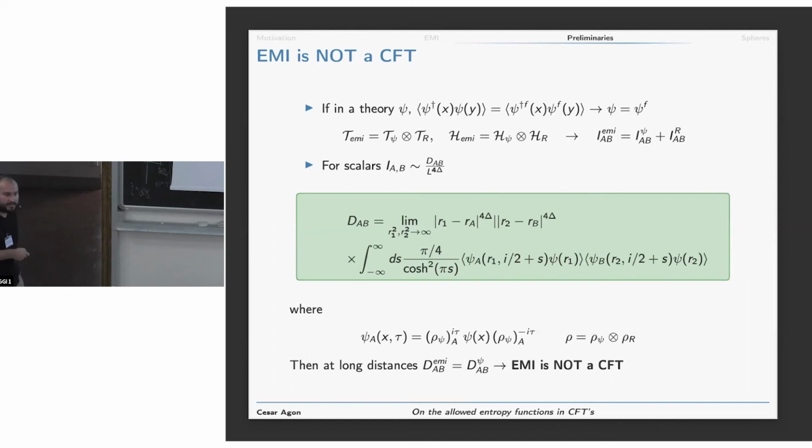But everything depends on this decoupling. Okay, if you believe this argument, then at this point, the result seems to be negative. I told you I motivated this EMI model. We were trying to explore and find the CFT that was being described by the EMI model, and we found that the answer was negative, that there is no CFT.